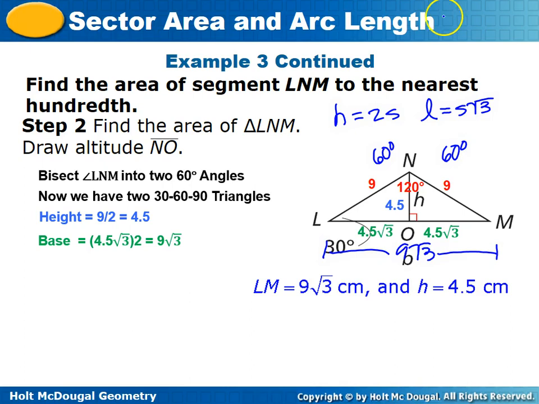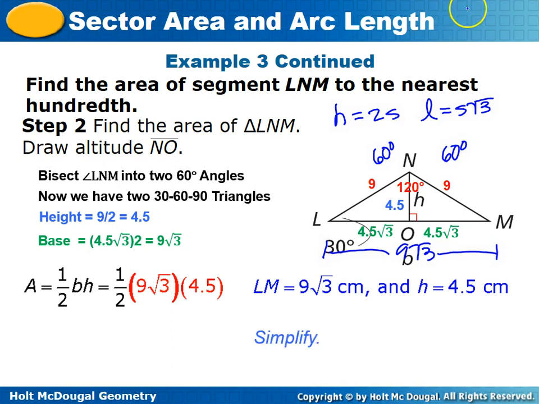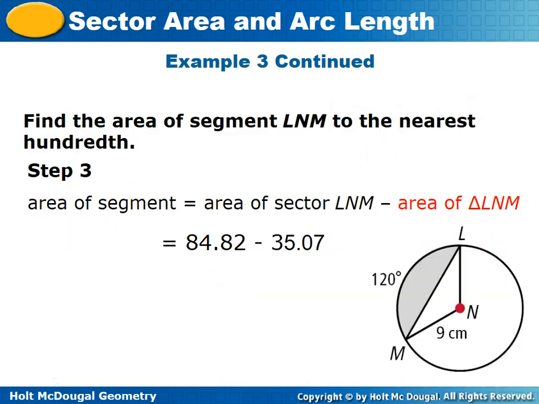So if that's 9 radical 3, then we can multiply our base times our height and divide that by 2, or multiply it by 1/2, same thing. So that gives us 25 times the square root of 3. And that's going to give us 35.07. Now, what we're going to do with this triangle is subtract the area of the triangle from the area of the sector. When we do that, it gives us just this part right here, which is what we were looking for all along.